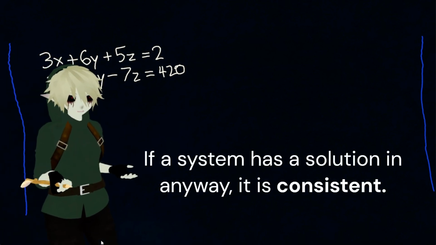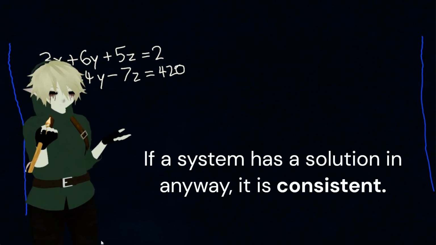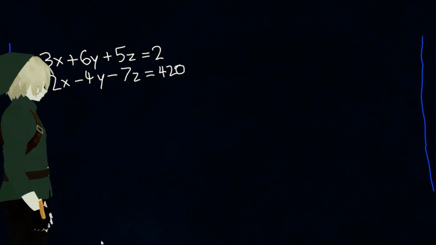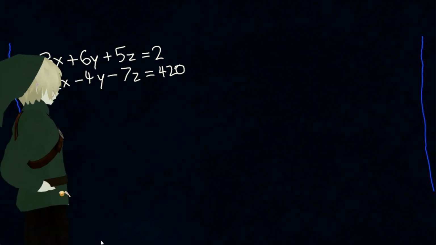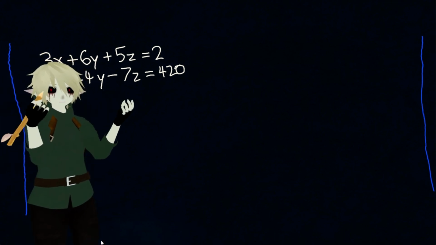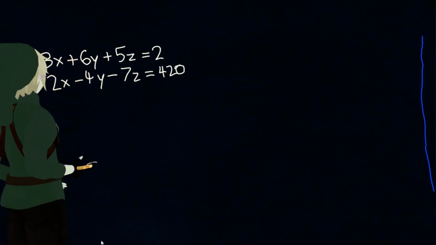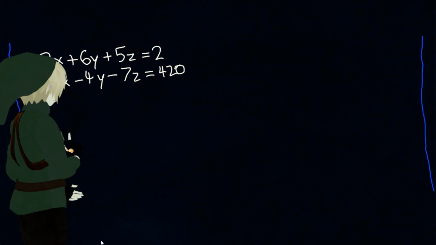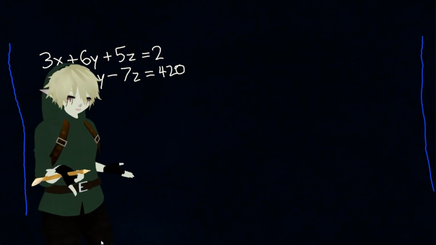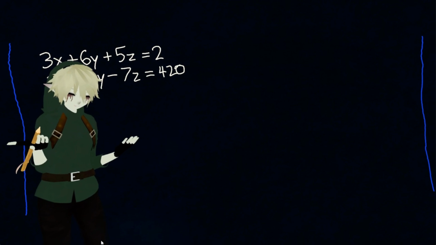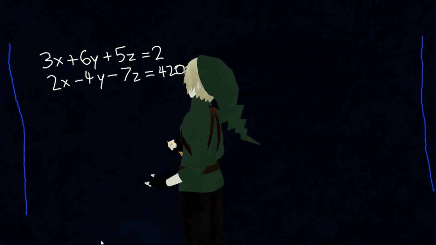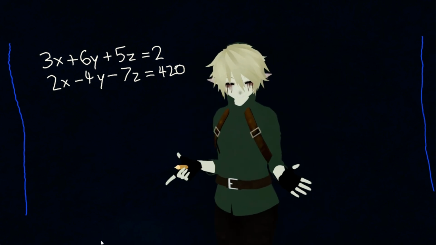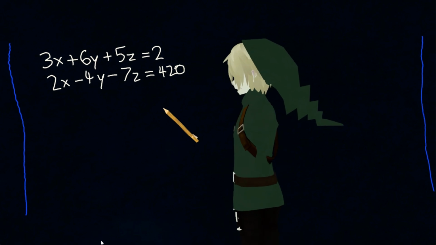Either way, if it has a solution, the system is consistent, and that's what you're going to come across when you take linear algebra. You're going to hear that word a lot when they ask if this system is consistent or not. That's what they mean by consistent. Does it have a solution? Now, if it doesn't have a solution, then it's just inconsistent. That's all you need to know. If it has a solution, it's consistent. If it doesn't, it's inconsistent.